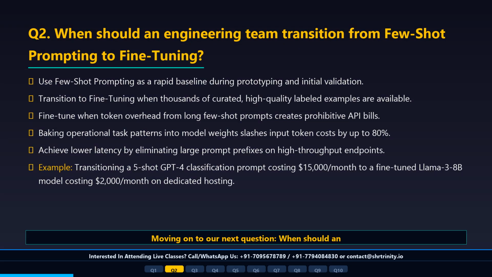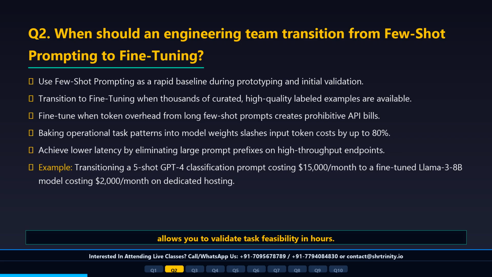Moving on to our next question, when should an engineering team transition from few-shot prompting to fine-tuning? Understanding when to pivot from prompt engineering to fine-tuning is one of the most critical architectural decisions an AI engineering team faces. I always teach my students to treat few-shot prompting as the rapid baseline. When you are launching a new feature, you rarely have thousands of labeled data points, so few-shot prompting allows you to validate task feasibility in hours.